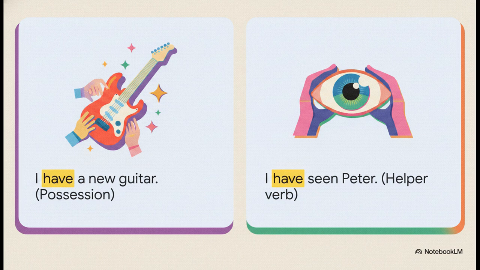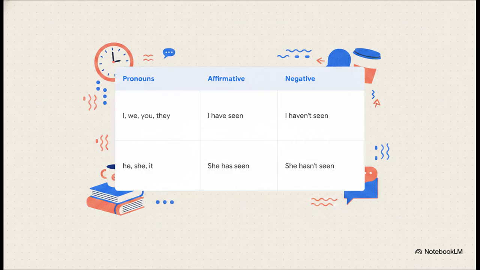You don't own a seen Peter. That wouldn't make any sense at all, right? In this second example, have is just acting as a helpful assistant to the main action, which is seen. It's just stepping in to help us form the present perfect tense to talk about an experience you've had in your life. Let's see how this assistant works in practice.